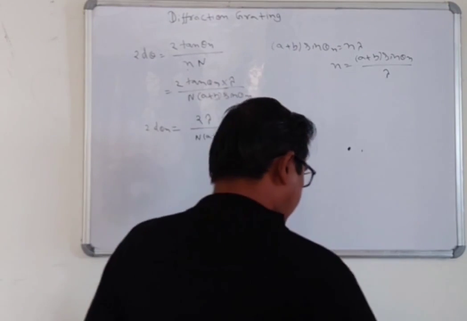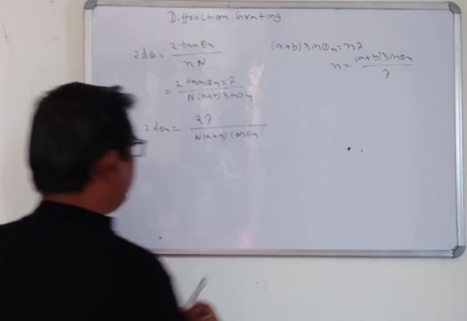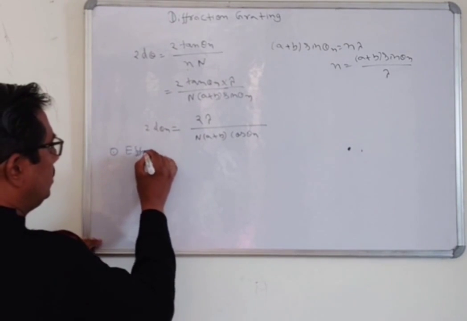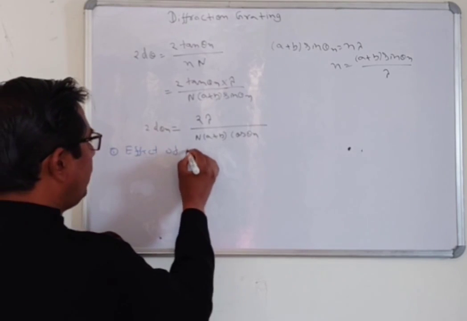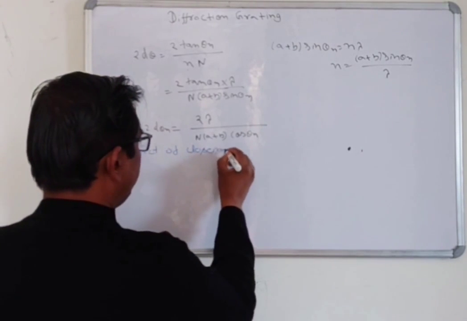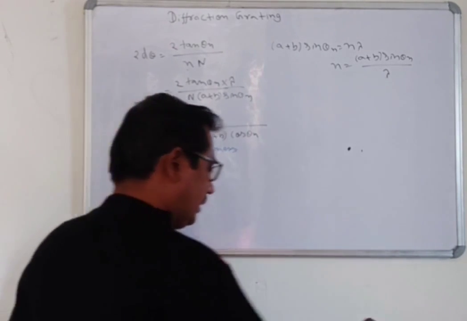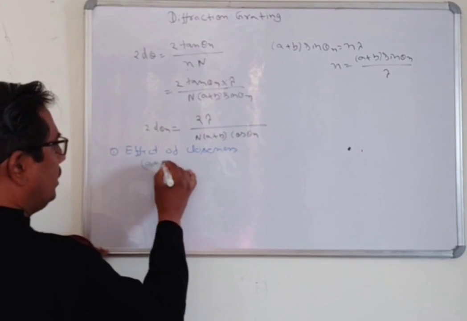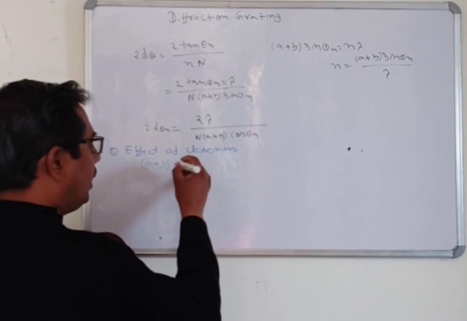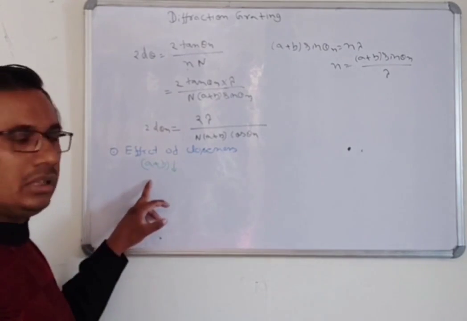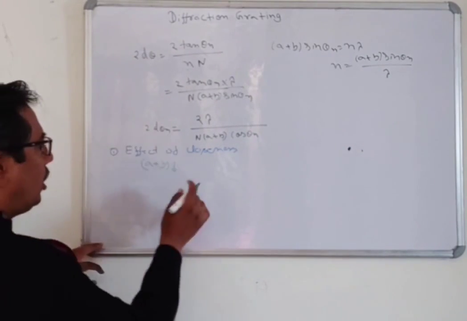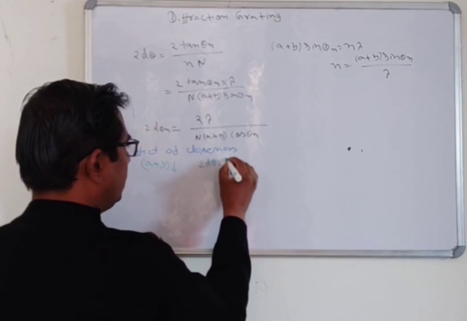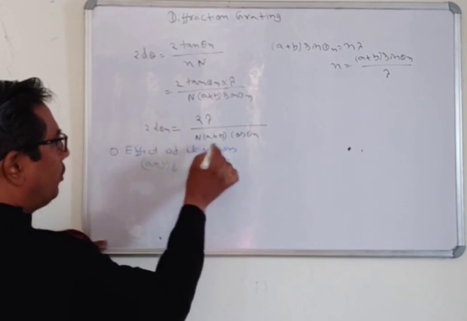Now you can see that first we observe the effect of closeness. What is the meaning of the effect of closeness? It means that when the value of a + b decreases, the width of the principal maxima will increase, because both are inversely proportional.